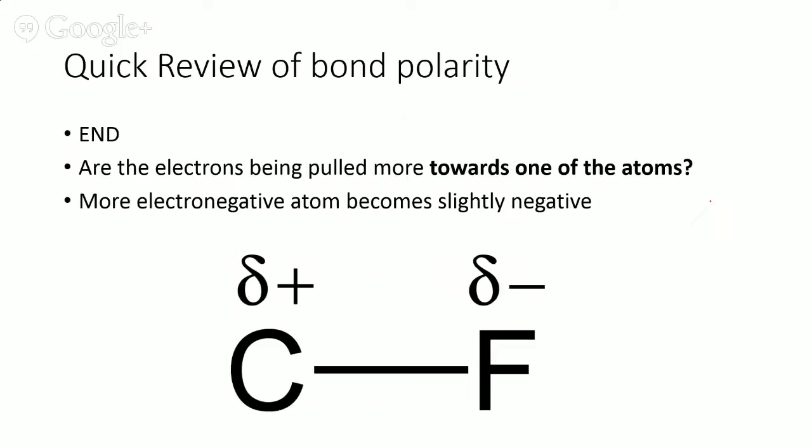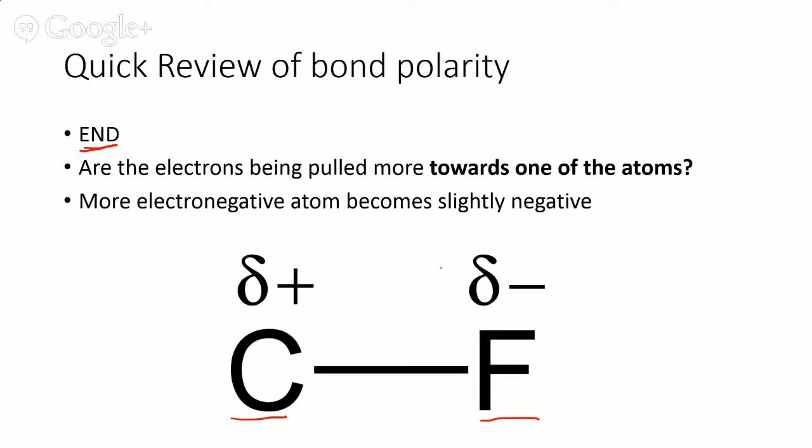So quick review, before we can get into molecular polarity, we've got to talk about bond polarity. And that all comes down to the electronegativity difference, right? That's how you tell if a bond is polar. You look at the electronegativities between the two atoms that are bonding. Are the electrons being pulled more towards one of these atoms?